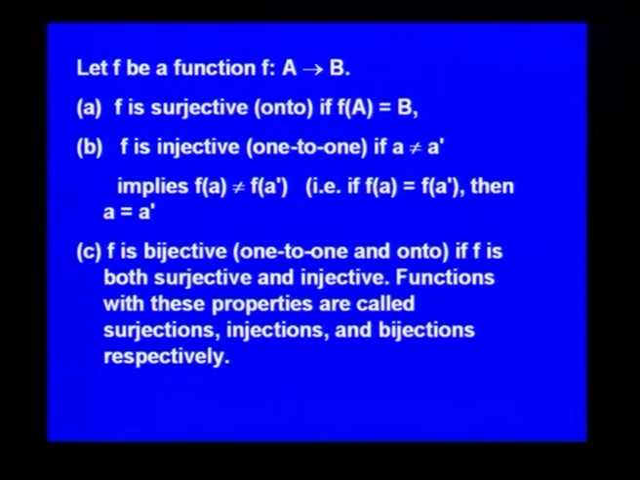Let f be a function from A to B, then f is surjective if f of A is equal to B, that is every element of B is an image of some element of A, and f is injective if A not equal to A dash implies f of A not equal to f of A dash, that is different elements of A will be mapped onto different elements of B, and if it is both injective and surjective, it is bijective.